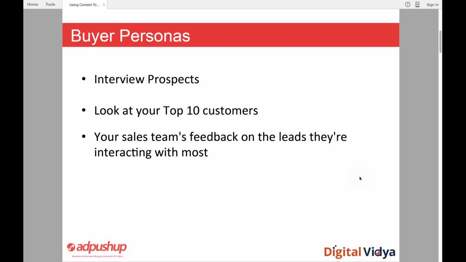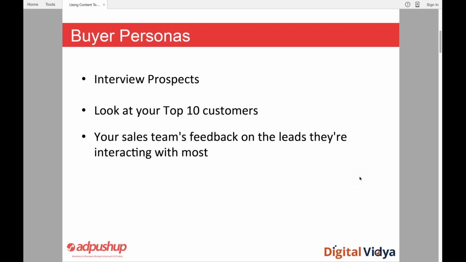So it's always better to focus on customers, but in case you don't have customers, the next best thing is of course prospects, qualified prospects for your services or product. So you could go out and do these interviews with your prospects. You can look at your top 10 customers, and when you look at them, you will definitely see some common parameters, some common factors which will help you understand these buyers and help create buyer personas. And if you have a sales team, the feedback from your sales team could also be valuable.